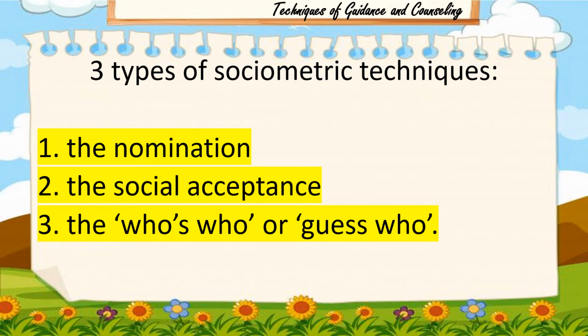Number two, the social acceptance. In social acceptance, the levels of social relationship are stated, and the student is asked to express his or her sociometric choice. And number three, the who's who or the guess who technique. A brief description of various types of students is provided, and they are asked to guess who in the class matches the description. Example, one of the statements may be, the boy is always in trouble with his parents. Who?